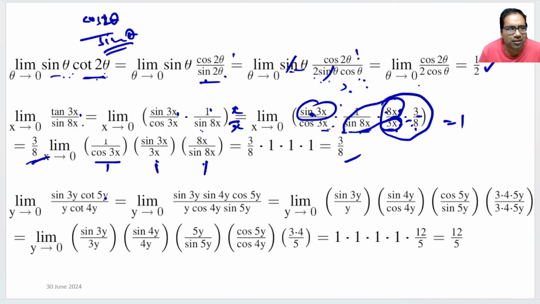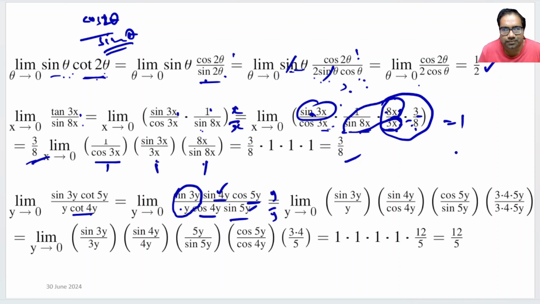Here, sin 3y cot 5y by y cot 4y. Okay, let us again simplify this. Cot 5y is cos 5y by sin 5y. And cot 4y is also cos 4y by sin 4y. We have a sin 3y by 3y here. So we have to get a 3 here in the denominator. At the same time, we have sin here, we have sin here. Basically, we want y and y in numerator and denominator.